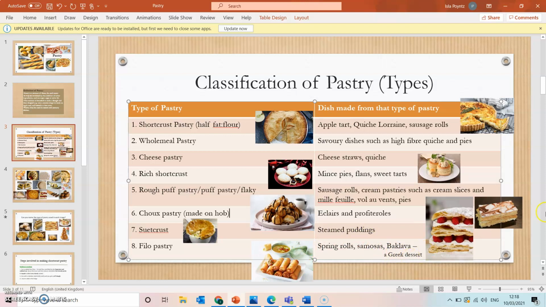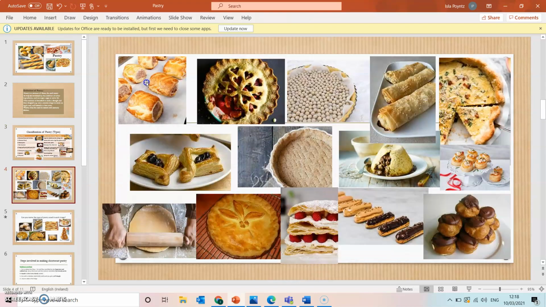Okay. Now there's your cream slices and your millefeuille. So they're all rough puff pastries. So there's some of the pastries there. So you have sausage rolls, so that's probably a short crust. It doesn't look like a rough puff. There we'd have a rough puff pastry, okay, more short crust. Spring rolls, that's phyllo pastry. Quiche Lorraine, that's usually short crust or cheese pastry. Vol au vents, that could be a rough puff pastry or a flaky pastry. We have apple tart, okay, we have eclairs and profiteroles. They're your choux pastry. There's your suet crust pastry there and your steamed pudding.